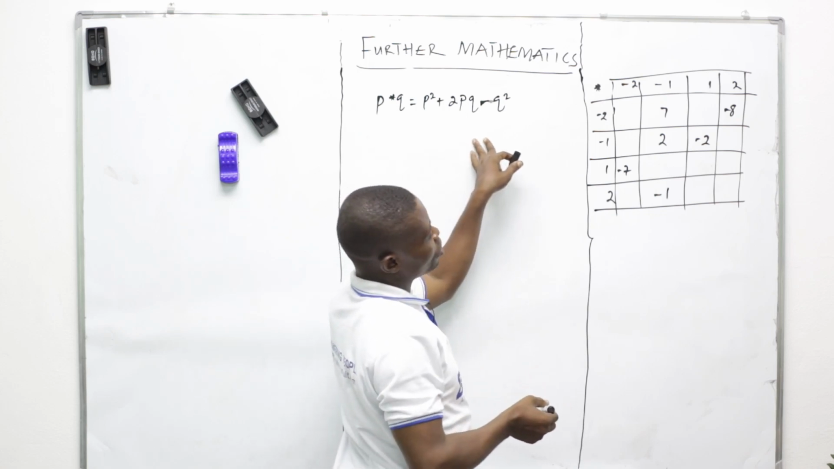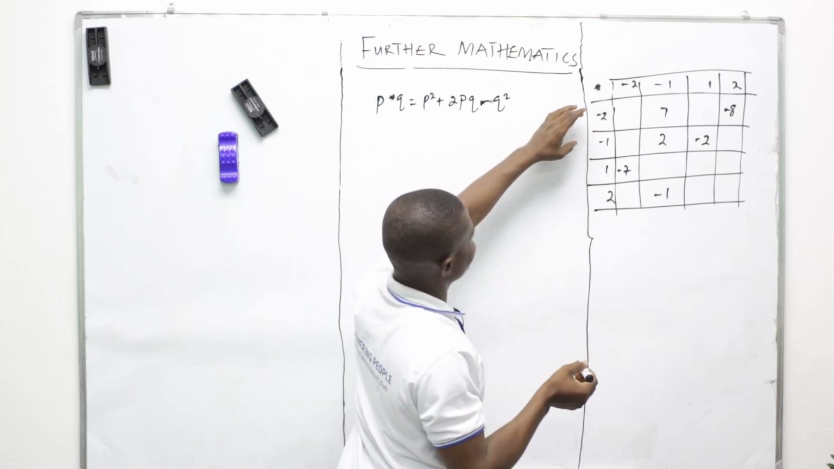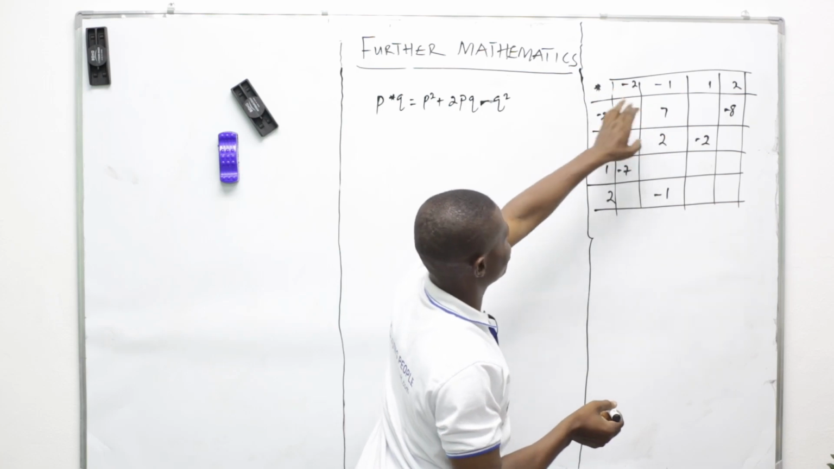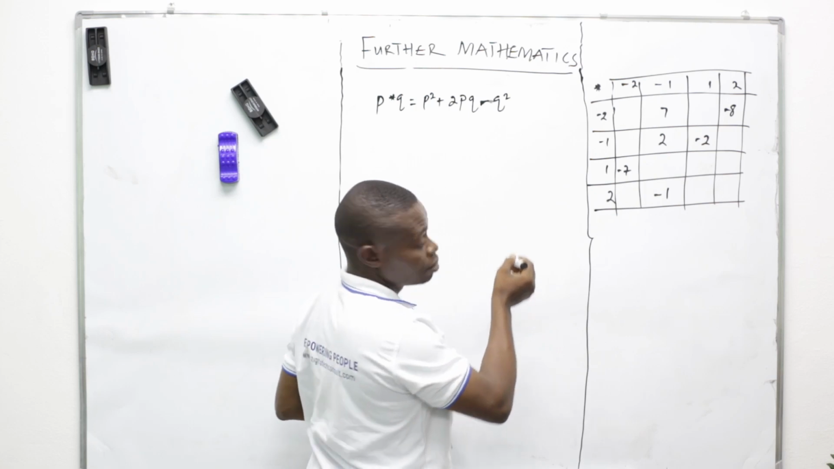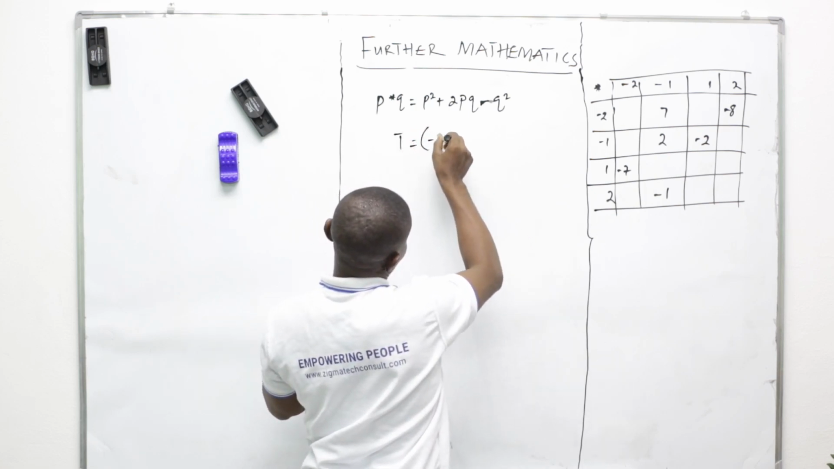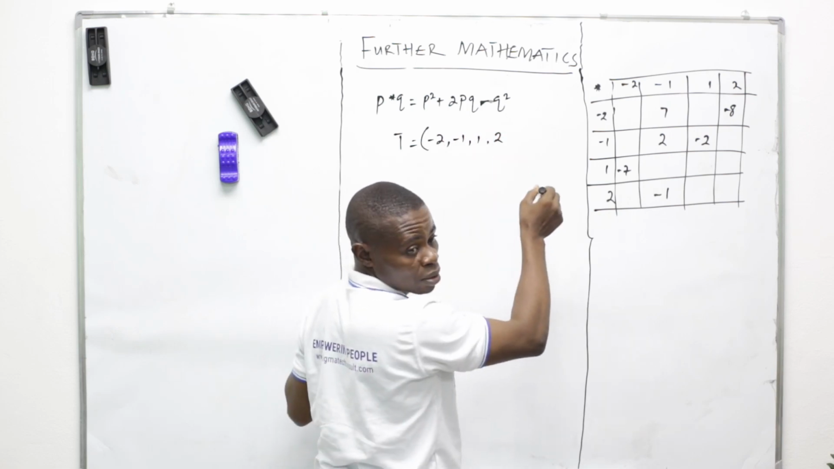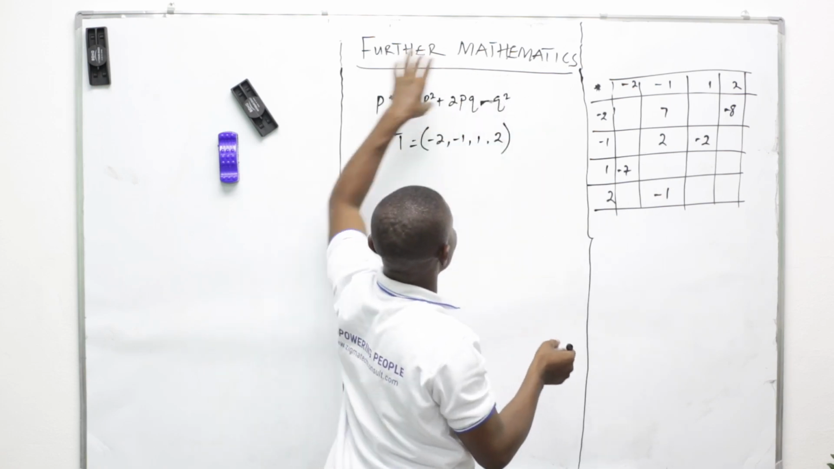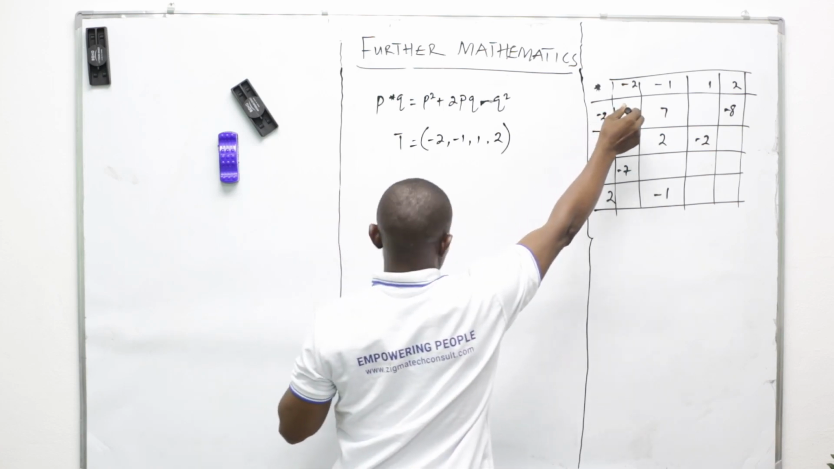Considering this formula given to you, the first here represents P, while the other side is your Q. So that if T is this set minus 2, minus 1, 1, 2, defined by this, it then means to fill in this gap.